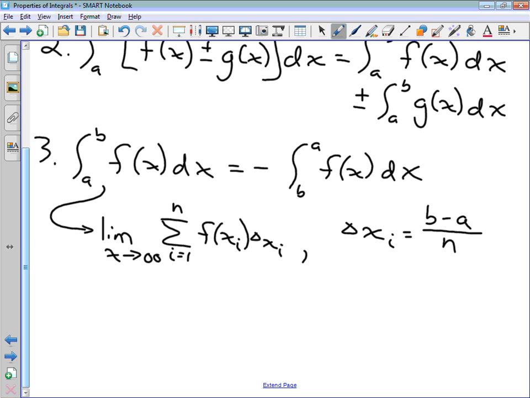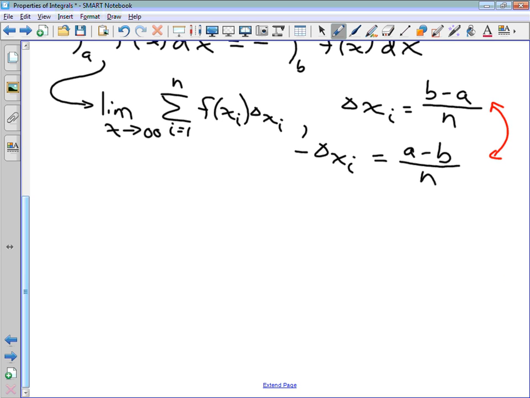Well, if we reverse a and b, we are going to end up with a minus b over n, which is going to have the same magnitude as delta x_i, but we're just going to get an opposite sign. And that negative sign is going to carry through our entire integral here. So reversing limits of integration changes the sign on your integral.